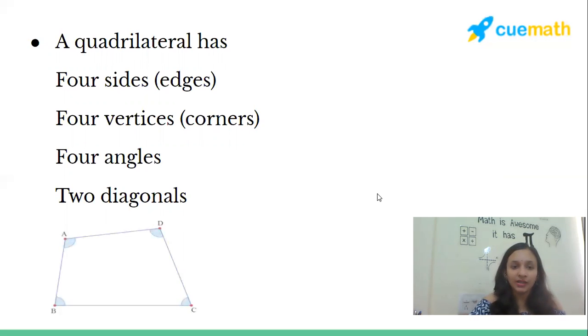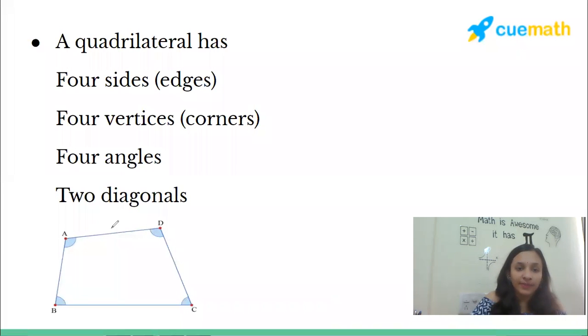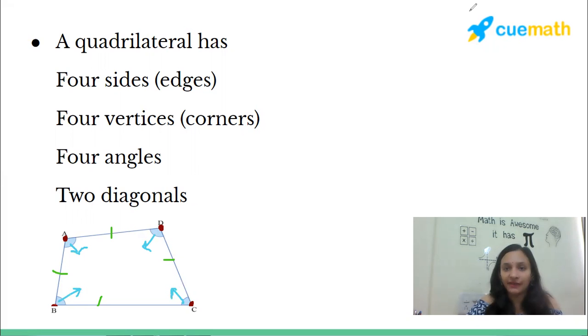This is what a quadrilateral looks like, if you can see it on your screen. So this is one side, second side, third side, and finally the fourth side. These are the four sides, and now I'll mark the corners. This is one corner, second corner, third corner and the fourth corner. These are the corners or the vertices that we are talking about. Then it also has four angles: angle 1, angle 2, angle 3, and angle 4. These are the four angles that we have in a quadrilateral.